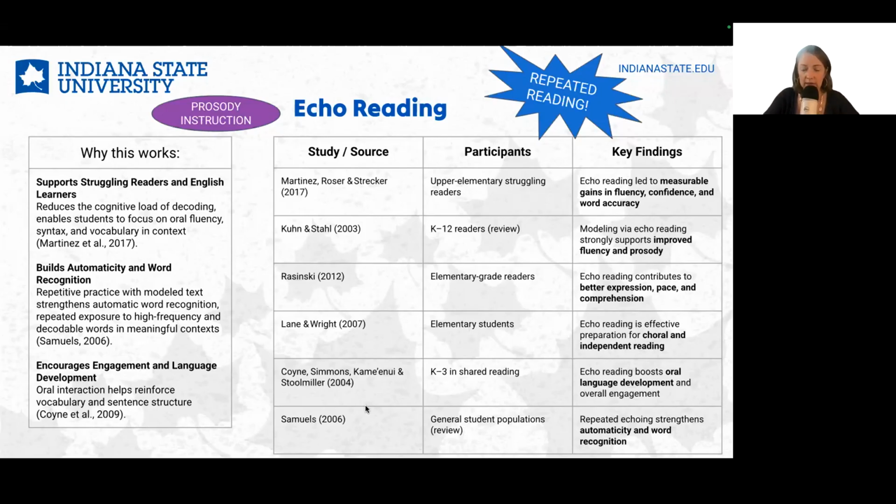And my partner reads, now I can listen and get the content. So the key findings around echo reading were measurable gains in fluency, in confidence, and in word accuracy. And it doesn't have to be overthought of creating these intentional partners. It could even just be lean over with your elbow partner or select a partner, decide who's going to be partner A and who's going to be partner B.